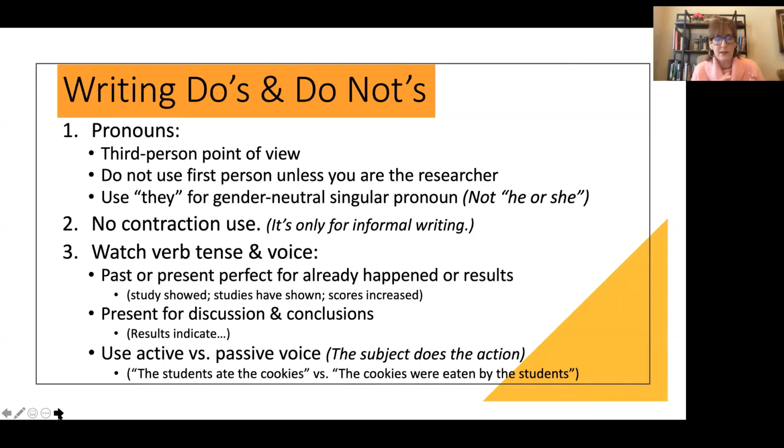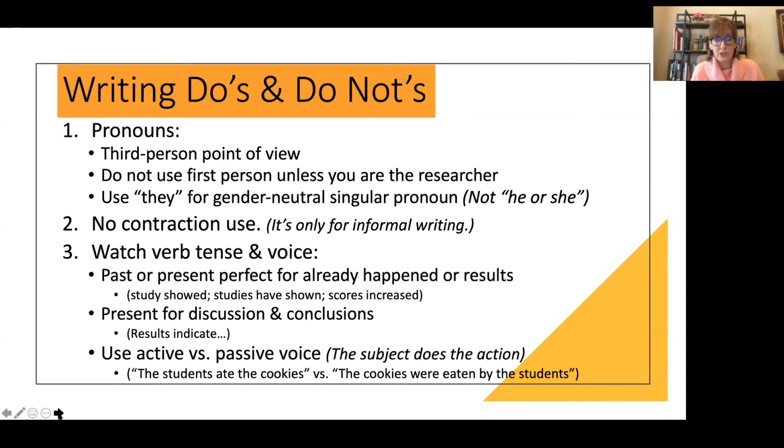First person, I mean, the third person point of view, only first person if you're the researcher, which I would say 9 times out of 10, when you're writing a paper, you're not necessarily. And then the use of they. So those are kind of the do's and don'ts for the pronouns.